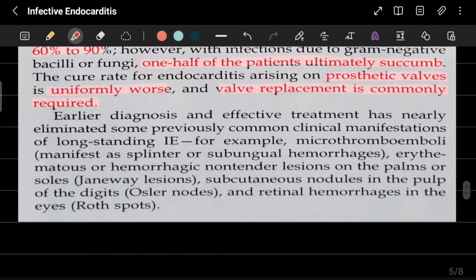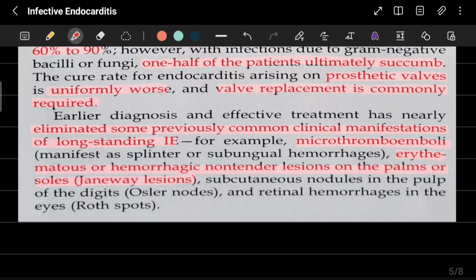Earlier diagnosis and effective treatment has nearly eliminated some previously common clinical manifestations of long-standing infective endocarditis, for example, microthromboemboli or erythematous or hemorrhagic non-tender lesions on the palms or soles.